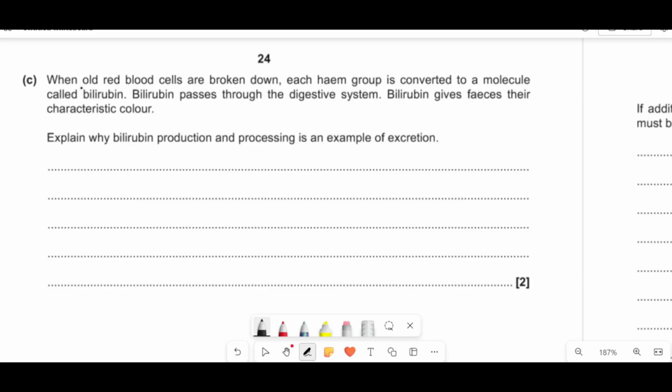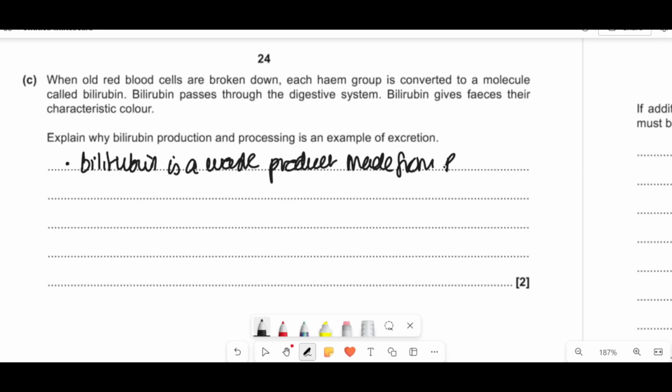There you go. When old red blood cells are broken down, each heme group is converted to a molecule called bilirubin. Bilirubin passes through the digestive system and gives feces their characteristic color. Explain why bilirubin production and processing is an example of excretion. So it's a metabolic waste. I mean, you're pooping it out. So that's immediately one of them. Because it's being pooped out, you can insinuate that it's a waste product. And that's also something you need to know anyway: bilirubin is a waste product made from RBC breakdown.